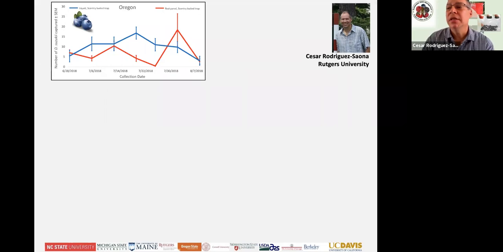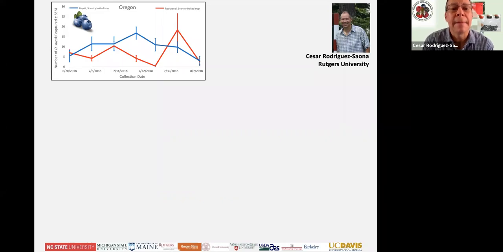In all these graphs, I'm showing the abundance of spotted wing Drosophila across the season. In blue, I'm showing you the spotted wing Drosophila counts in the liquid traps, while the red lines show the captures of spotted wing Drosophila in the red sticky cards. In general, what we find, for example, in Oregon, is that the liquid traps in blue capture more spotted wing Drosophila than the red traps. So you can see that these are the results from Oregon.